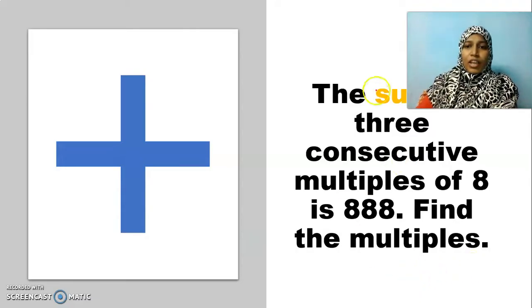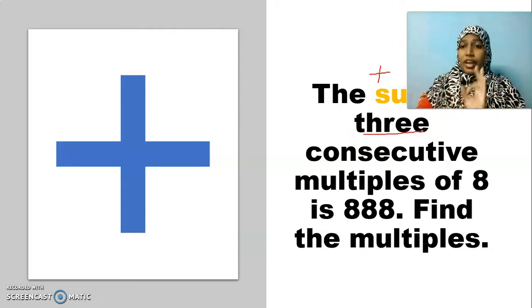The sum of, again, sum, I am going to add something. What are the things that I am going to add? 3. So I am going to add 3 consecutive multiples of 8. Do you know the first number that starts the multiples of 8? Yes, it is 8. So the next multiple is 16. Do you say that 8, 16 and 24 will add up to 888?